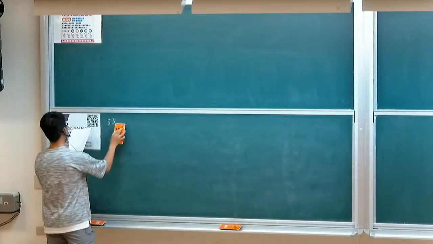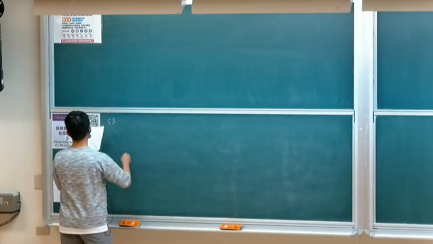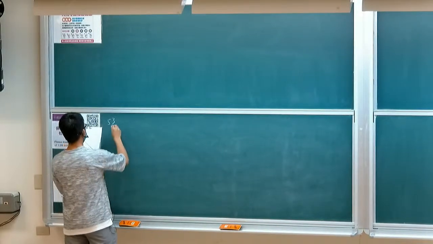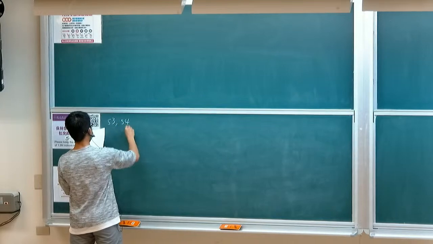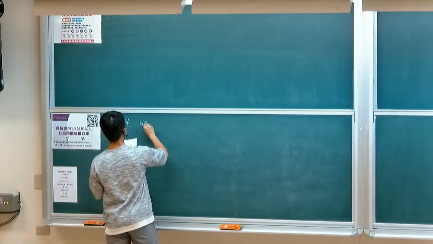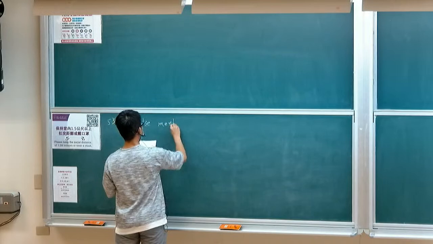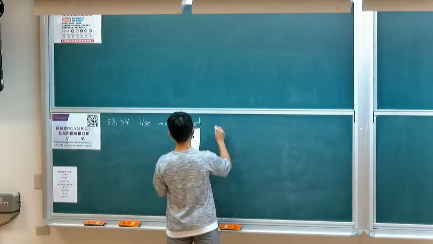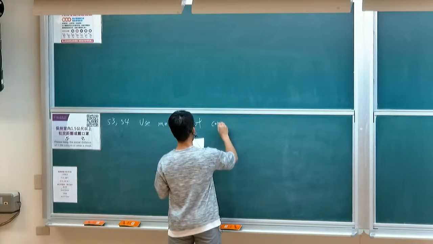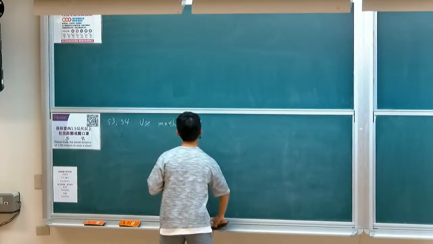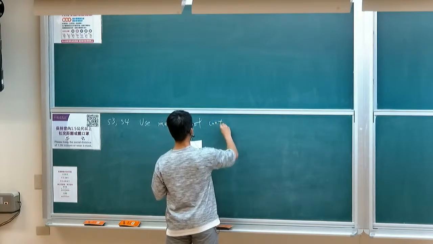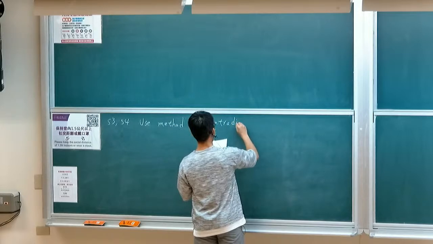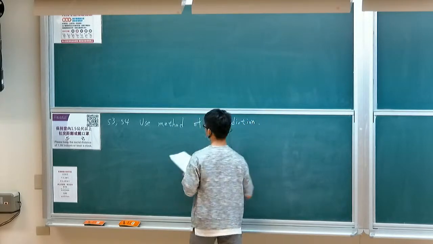Exercises 53 and 54 can be easily proven by method of contradiction, so I will not do them here. Use method of contradiction.